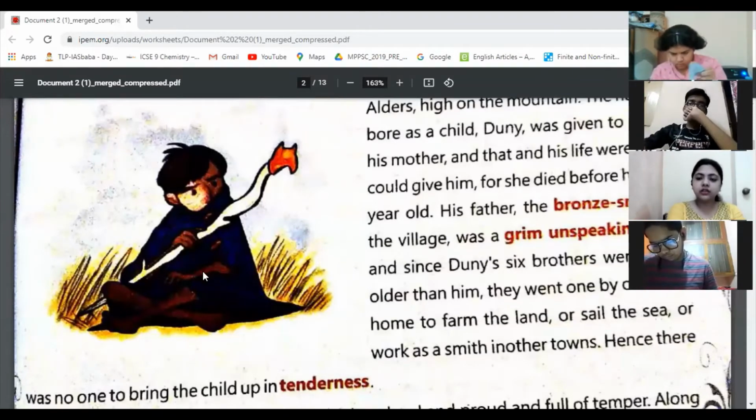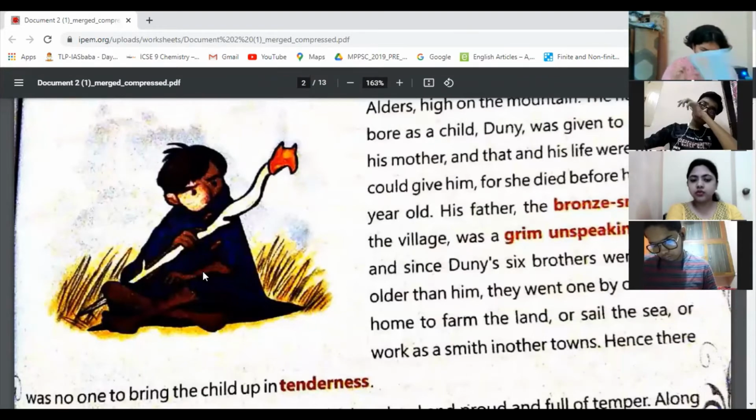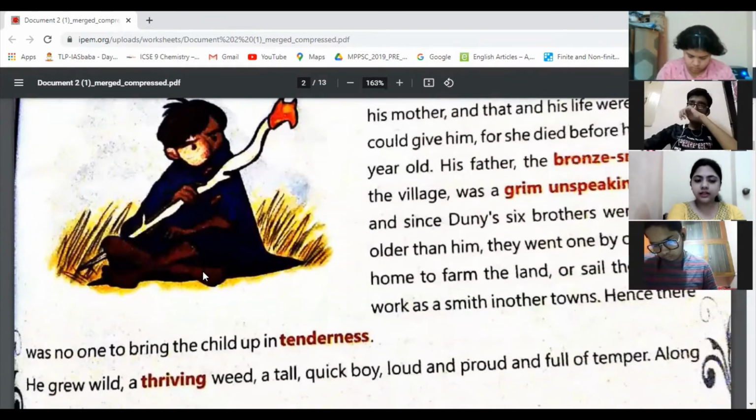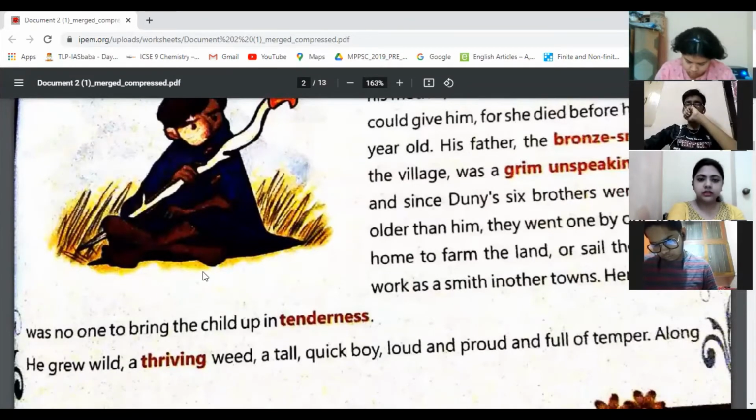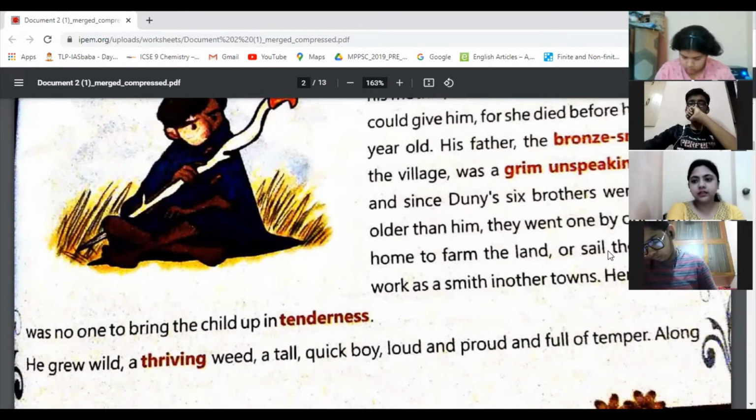Fine. So he grows up like wild grass, unaware of things, just doing what comes to his mind. He did not know what is right and what is wrong for him, as nobody was there to pay attention to him. His father was least bothered, and his brothers did not have any time for him. So he just was growing up like that.